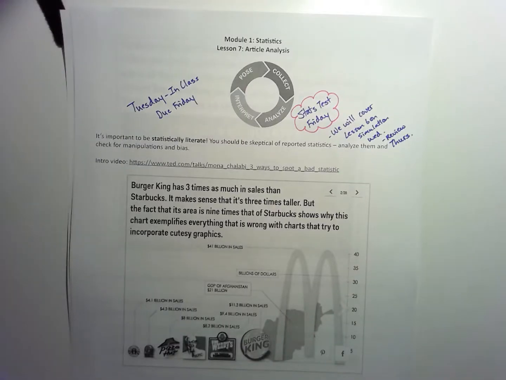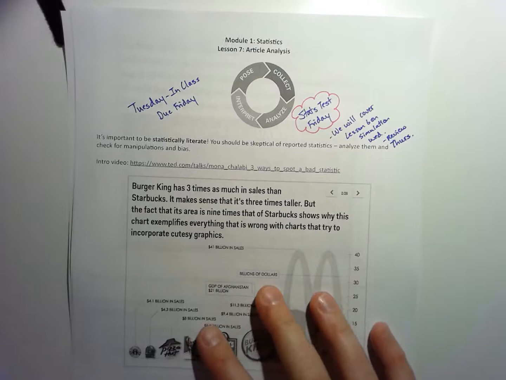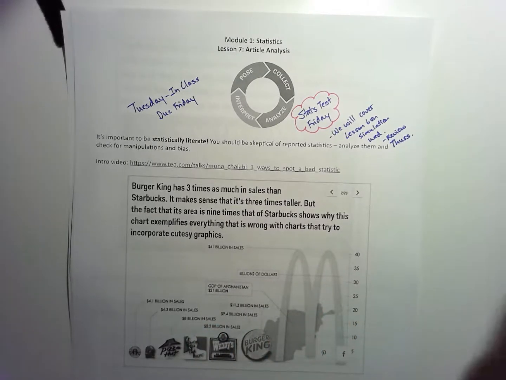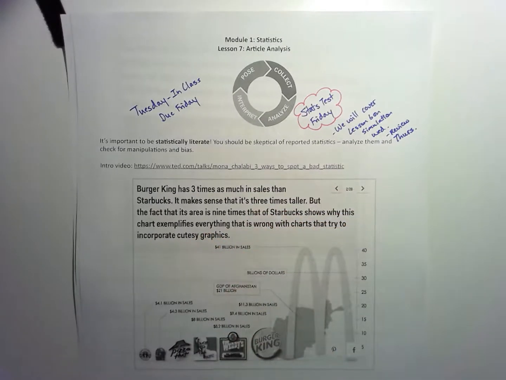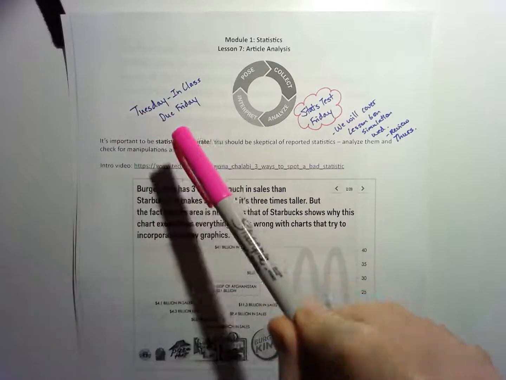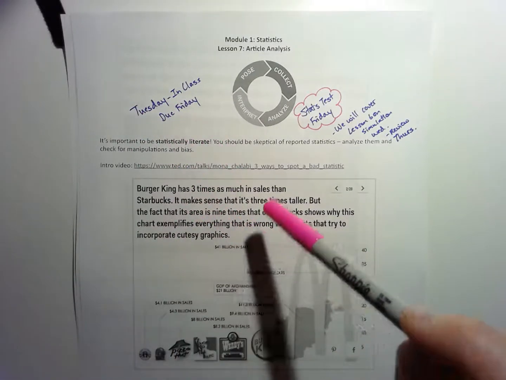Okay, so this video is to help you with your classwork on Tuesday. This is about being statistically literate. We should always be skeptical of reported statistics and analyze them and check for manipulations and bias. Now that we've learned some of those really important ways of gathering data and how to pick out biases, we can now look at some real life examples of what we call bad stats, to put it in simple terms. So this is what you're going to work on Tuesday in class, is this lesson.